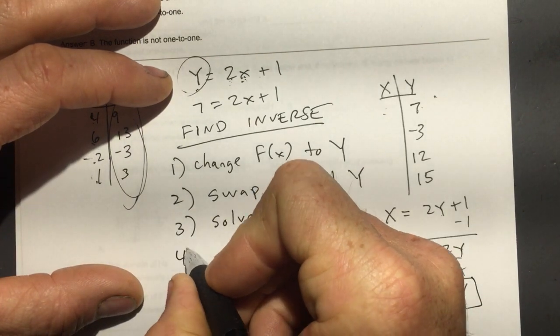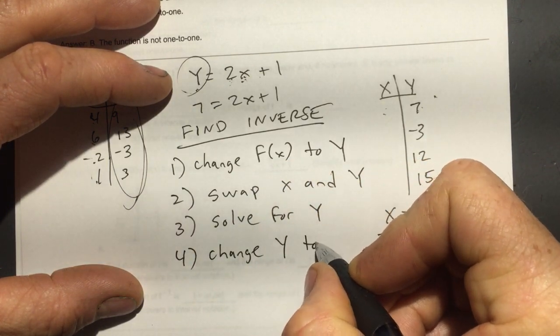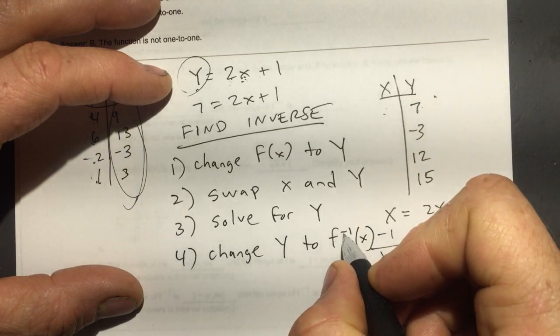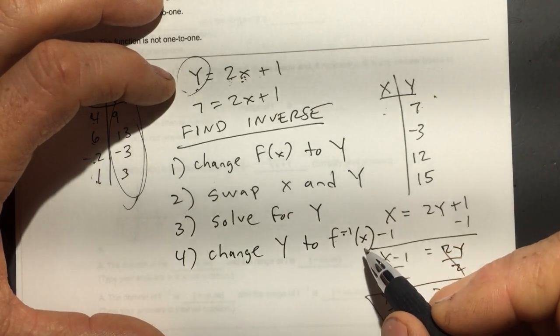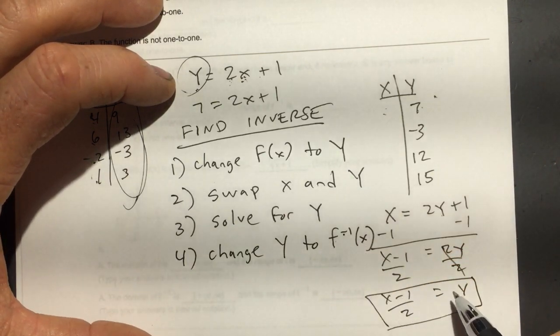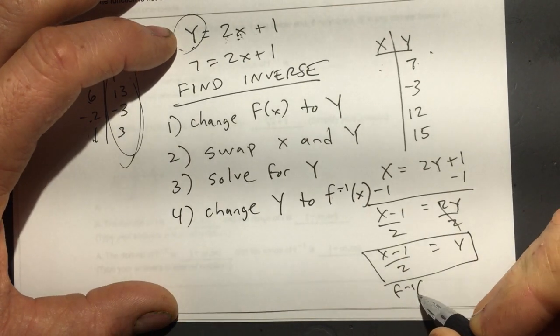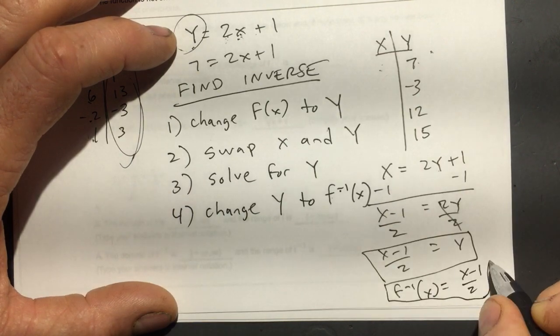And then step 4, I would change y to f inverse of x. This f negative 1, this is like a negative 1 exponent. That's just f inverse of x. So I would just change my y to f inverse of x. So f negative 1 of x equals (x minus 1) over 2. And this is the inverse.